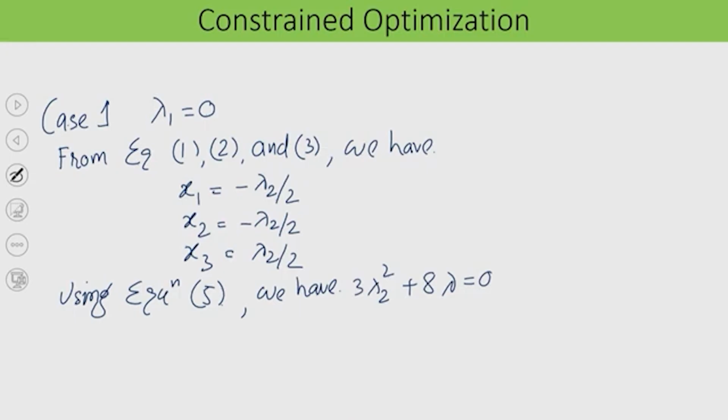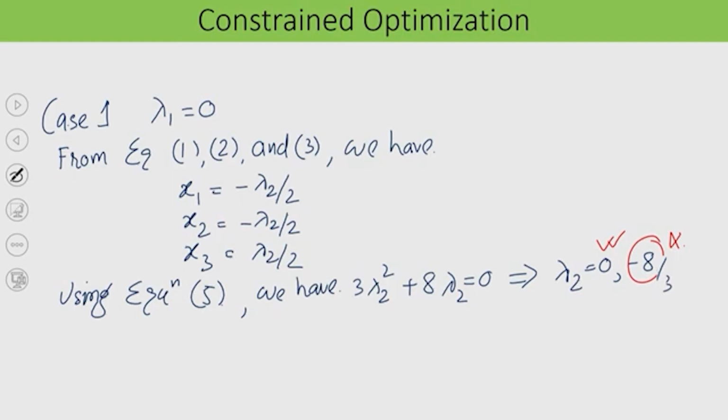So, if I put this value x1, x2 and x3 in equation 5, I am getting that lambda 2 square plus 8 lambda 2 equal to 0, and if I solve it, I will be getting lambda 2 equal to 0 or minus 8 by 3. So, it is not possible because the lambda should be positive. So, this is not acceptable. Therefore, the only solution is lambda 2 equal to 0.